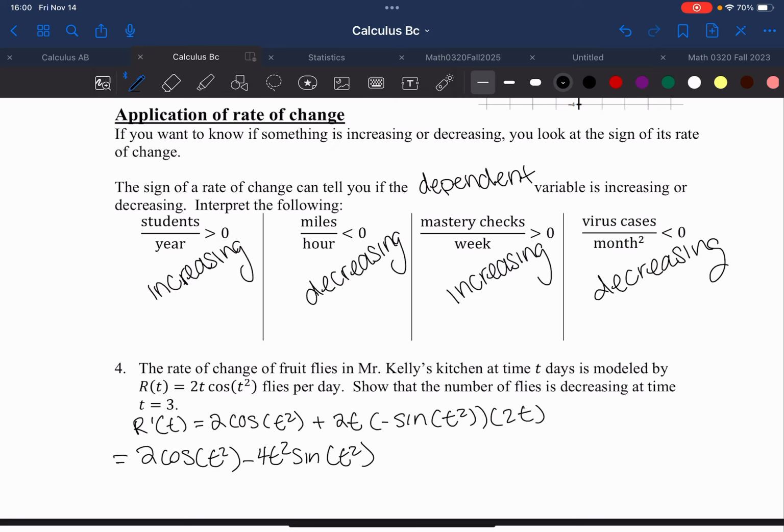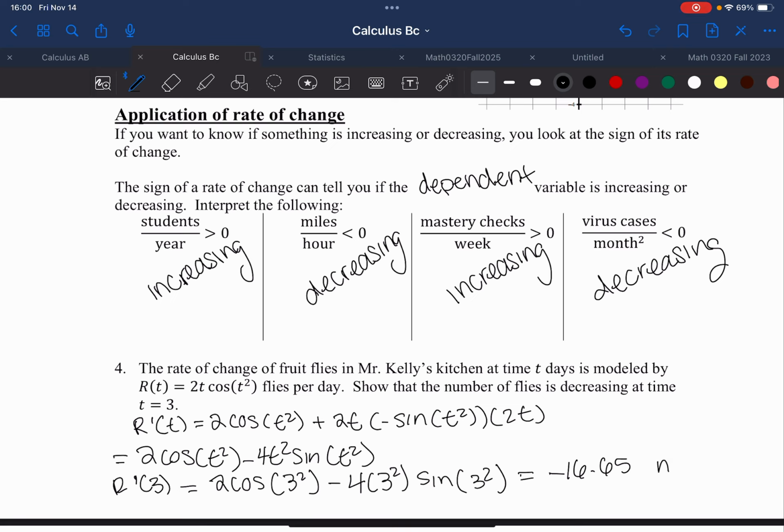Then it wants us to plug in 3 into the derivative, and then we're trying to see if we get a positive or negative value. So r prime of 3 is equal to 2 cosine 3 squared minus 4 times 3 squared times sine 3 squared. Typing this into the calculator, or Desmos, we get approximately negative 16.65, which we see is negative.